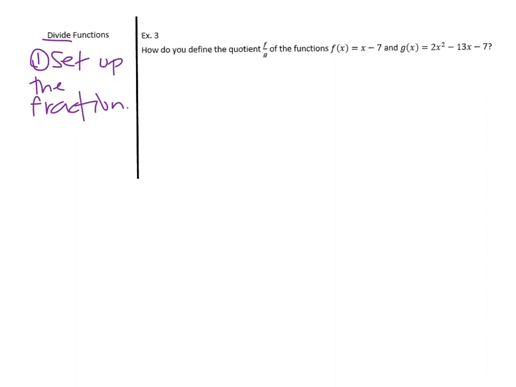So if we set up the fraction, what's going to end up happening is we're going to follow our rules back from chapter 4. We want to first factor anything that could break down into smaller parts. And we'll do that in case we need to state restrictions. Oh yes, that's back.